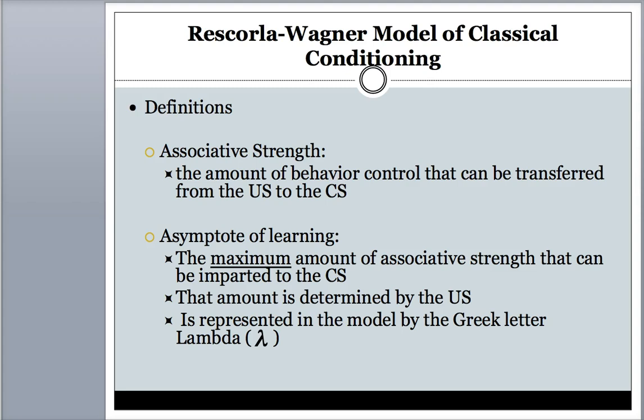Now, another concept within the Rescorla-Wagner model is the asymptote of learning. And the word asymptote comes from math, and it means the maximum amount or the ceiling.